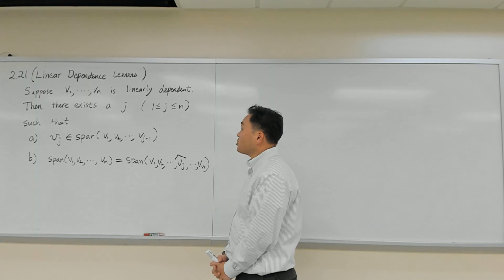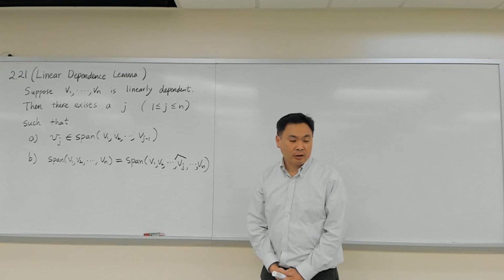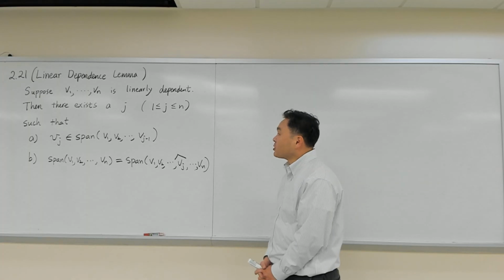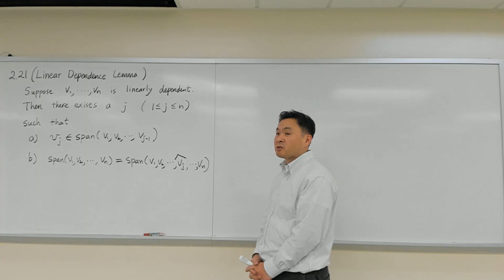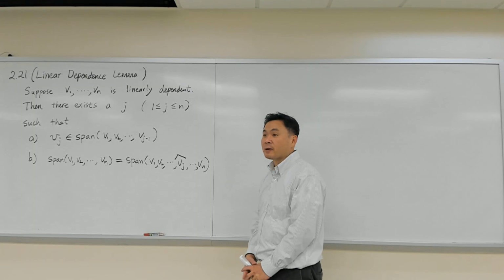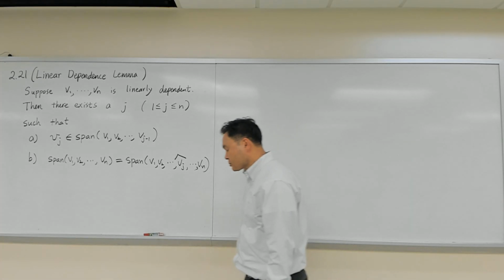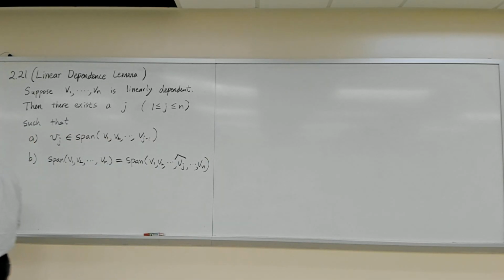This lemma 2.21 is called the linear dependence lemma in the textbook. It's a very important lemma because we are going to use it repeatedly for proving other fancier stuff, okay? And it has a lot of corollaries. But before we prove this, let me first try to explain what we're doing here.